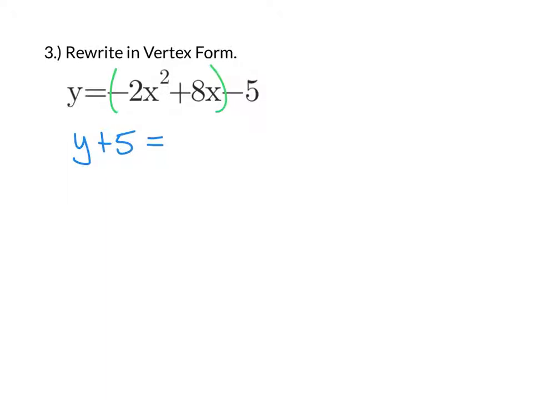On the right hand side, I also have to get this ready to complete the square. I can't complete the square with a leading coefficient of negative 2, so I'm going to factor that out by bringing it out in front of my quadratic. Dividing out a negative 2 from the negative 2x squared term leaves me with x squared. Dividing out a negative 2 from the positive 8 term leaves me with negative 4x. Now I'm ready to start completing the square.